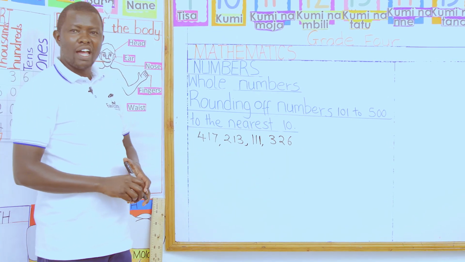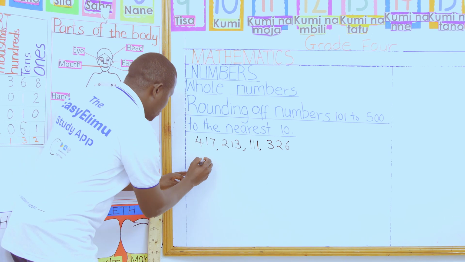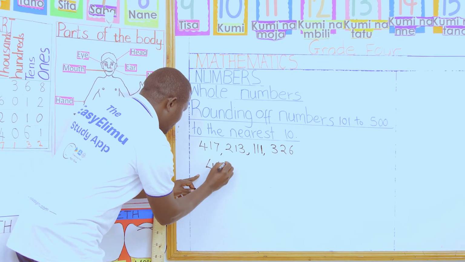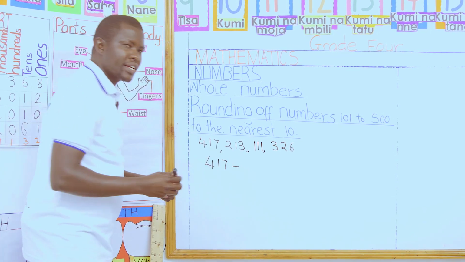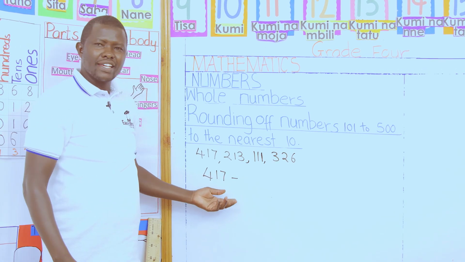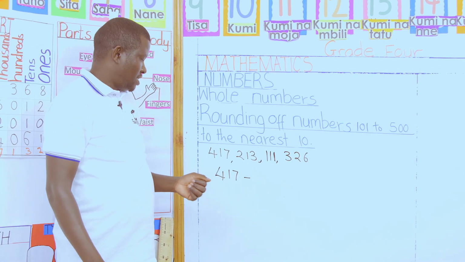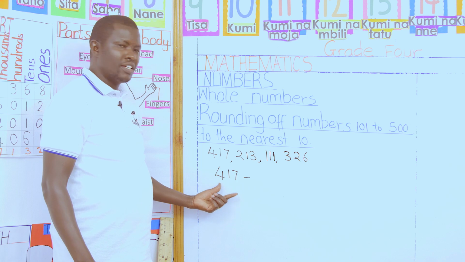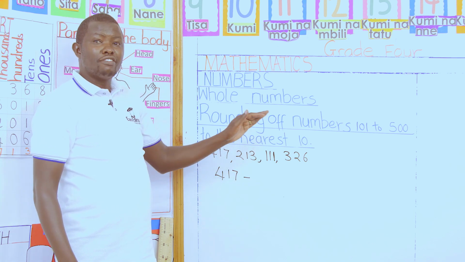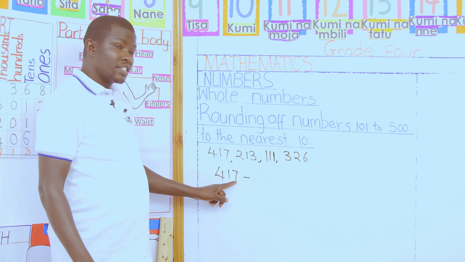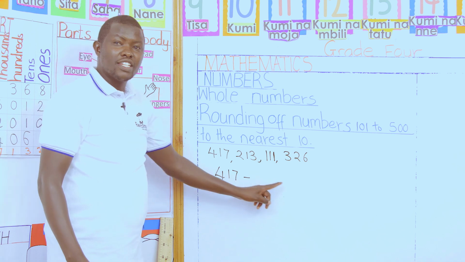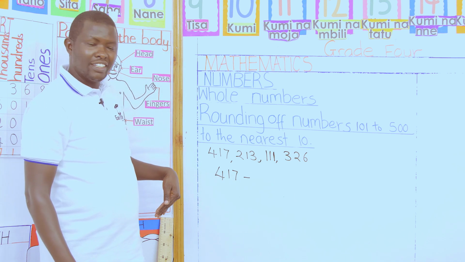Class, in our groups, I would ask a question. Let us start with the first number, 417. 417 is nearest to which tens? Remember the way we did the first time. It is nearest to 420 or nearest to 410.